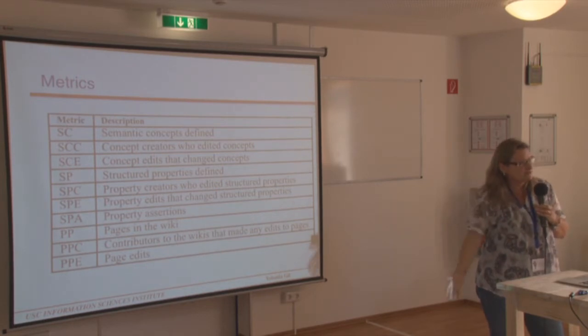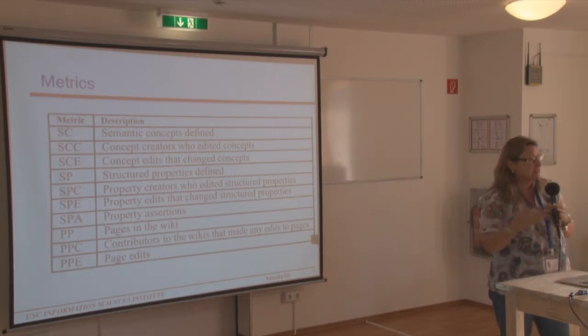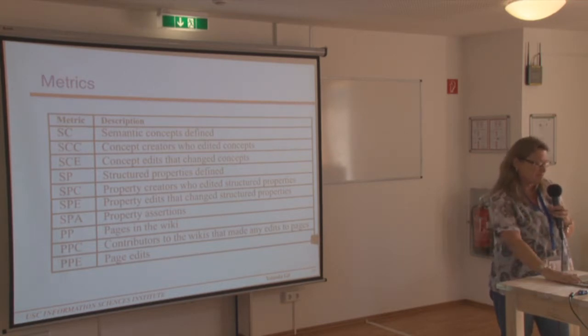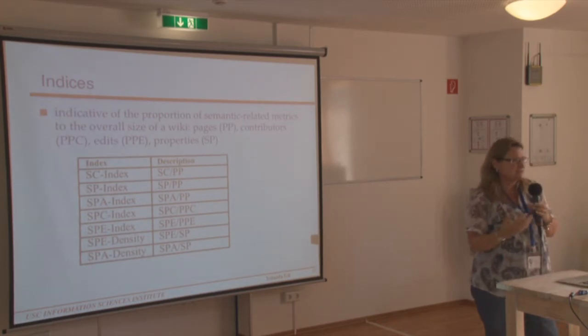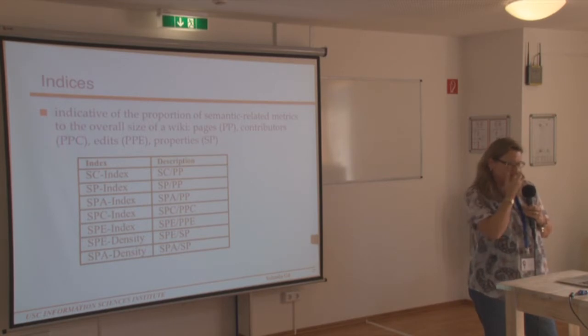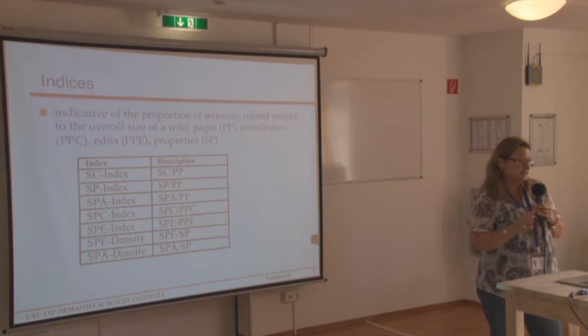So we took a lot of data from the API. These are very raw metrics, and you can imagine that depending on the size of the contributors or the size of the wiki, that may make the data more or less comparable. So we also took indices that really give us indications of the relative size of these metrics. So we would create proportions based on the number of pages, or the number of contributors, or the number of edits, or the number of properties.